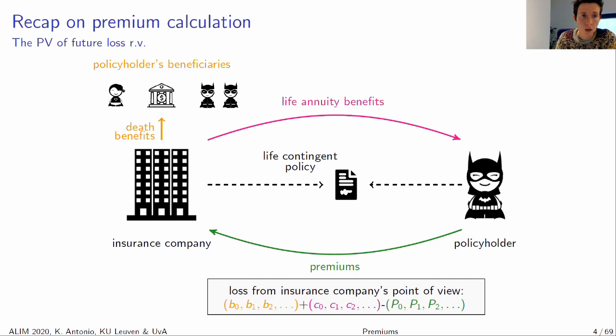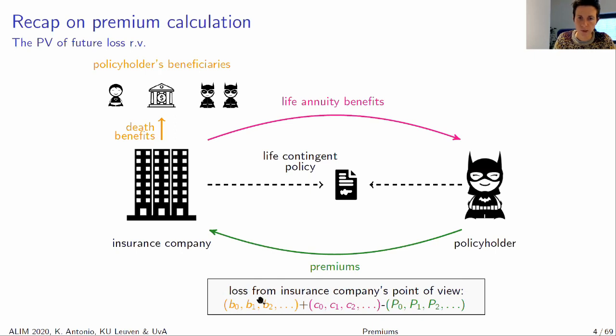And that can be his kids or her kids, can be a bank in case of a mortgage, can be your business partners in case you have a certain own business for which you want to make sure that this business can continue to operate if one of the owners dies, right?